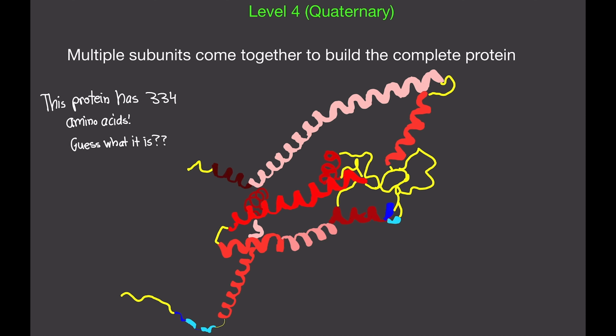Now, this protein has 334 amino acids to it. It looks like nothing, but I drew this specific protein for a reason, and it's actually super interesting. Guess what this is? I bet you can't. This is what a potassium channel looks like. I know, right? You wouldn't think that's what a potassium channel looks like.